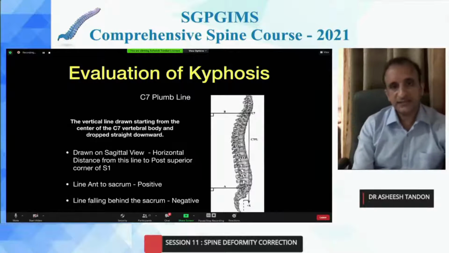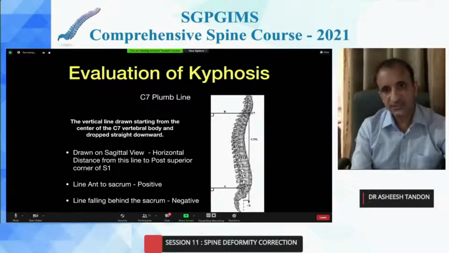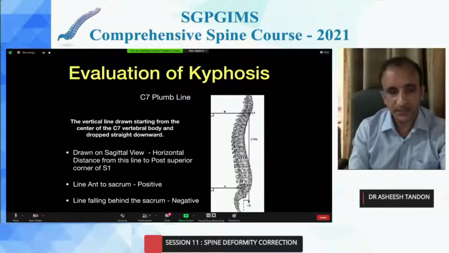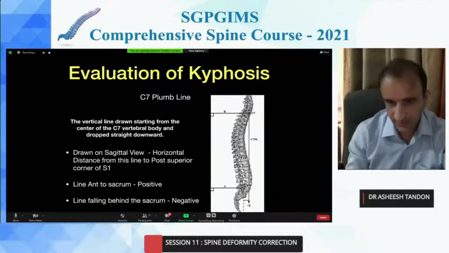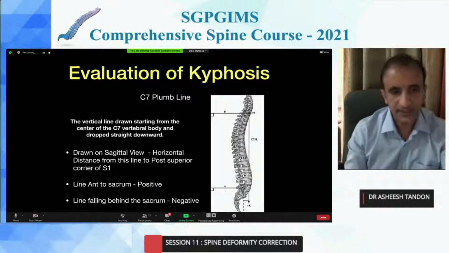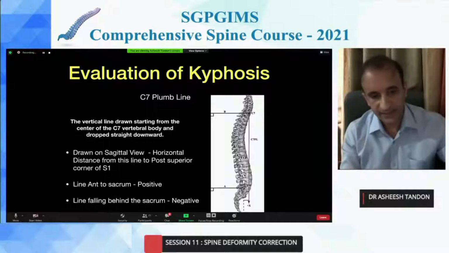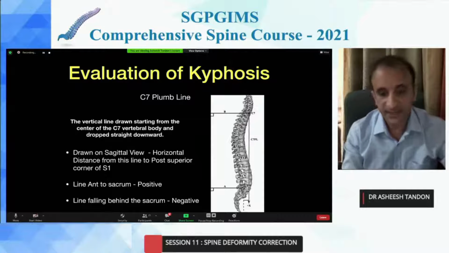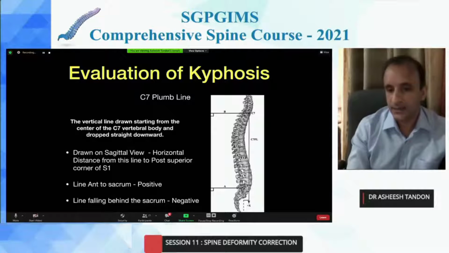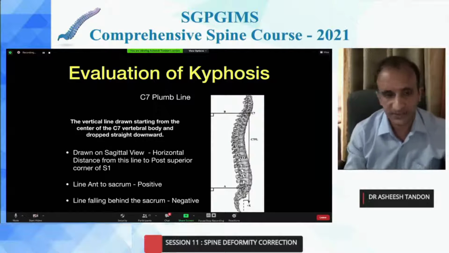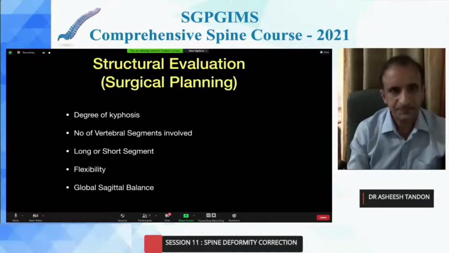As far as radiological evaluation is concerned, you measure the C7 plumb line. The speakers before me have already discussed it. The important thing is if the line is anterior to the sacrum, it's positive. And if it is falling behind the sacrum, it would be negative. Basically, it's a line drawn from the center of C7 to the posterior superior corner of S1.